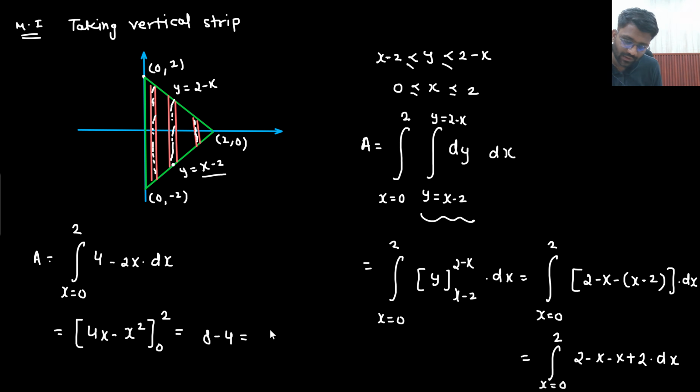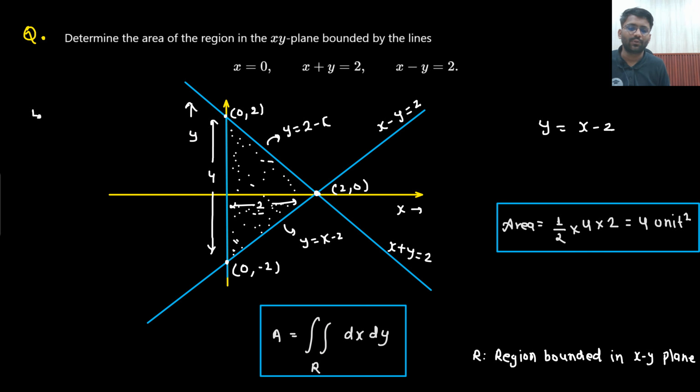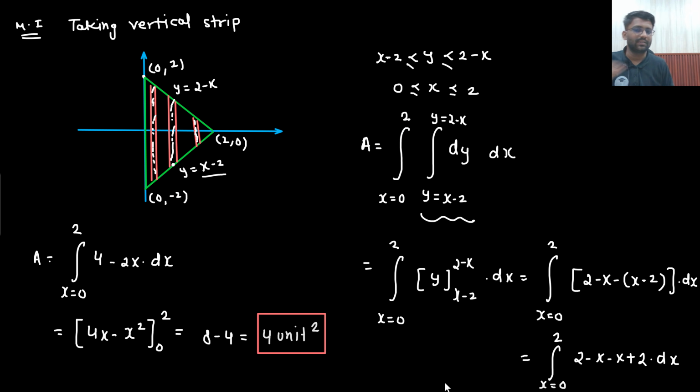8 minus 4, the answer is 4 unit square. That was the answer. So this is how we would solve it.